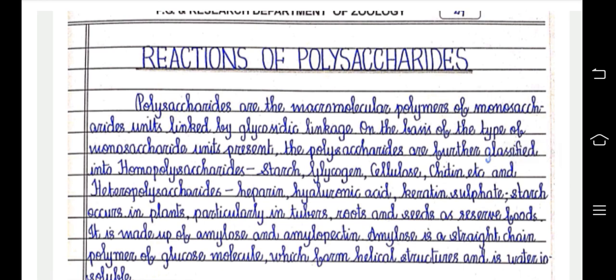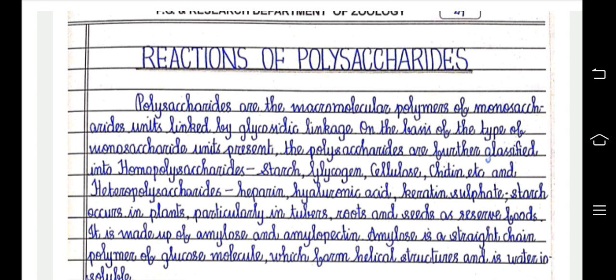Until now we learned about reactions related to monosaccharides and disaccharides. Next we are moving on to the reactions of polysaccharides. Remember, polysaccharides are also carbohydrates, so Molisch test will be positive. Polysaccharides are macromolecular polymers of monosaccharide units linked by glycosidic linkages.